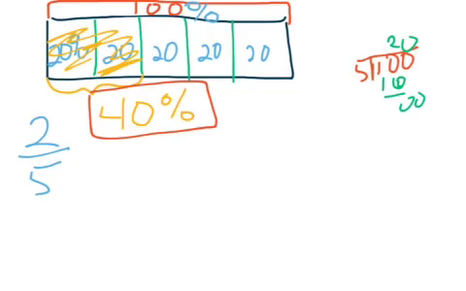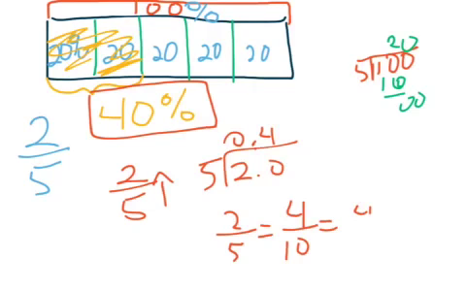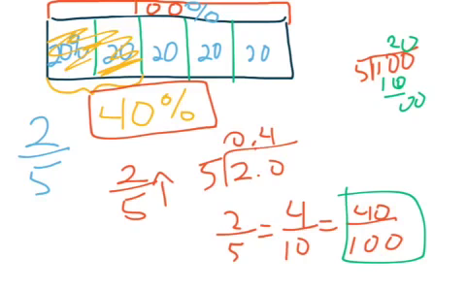Now, we could look at this in fraction form, and I taught you a couple ways. We could just divide, we divide 5 into 2, and we will get 0.4, which is also 40%. We could have looked at equivalent fractions. 2/5 is equal to 4/10, and of course 4/10 is equal to 40 out of 100. And anytime you have a number out of 100, you have a percent. So the top number is the percentage, 40%.